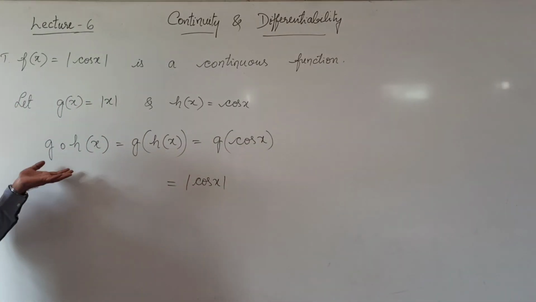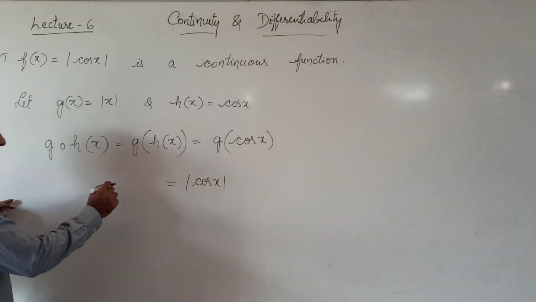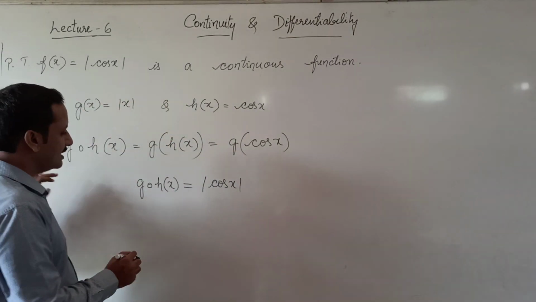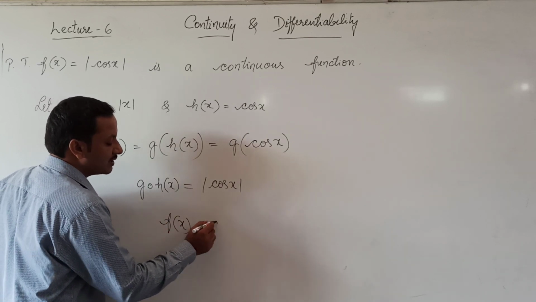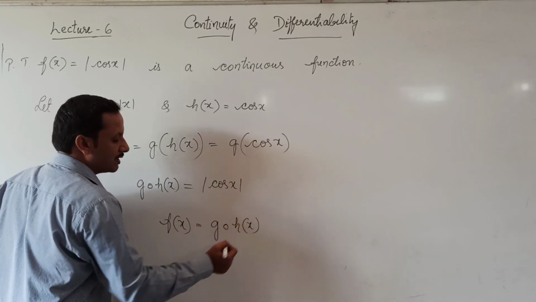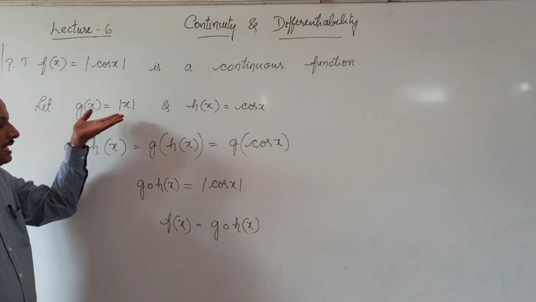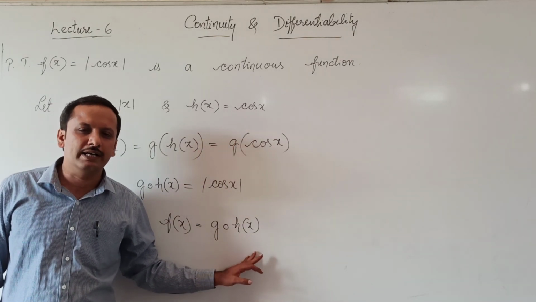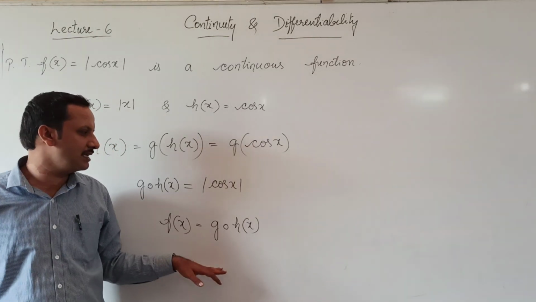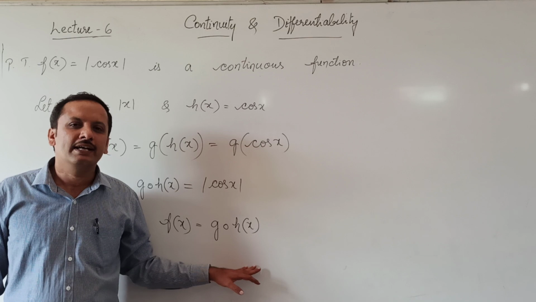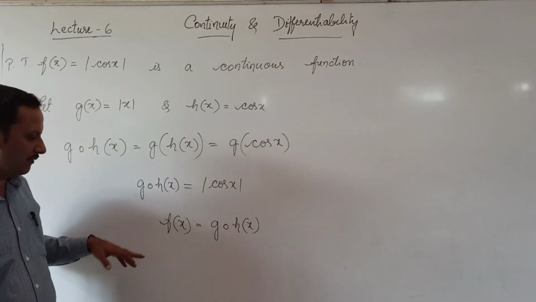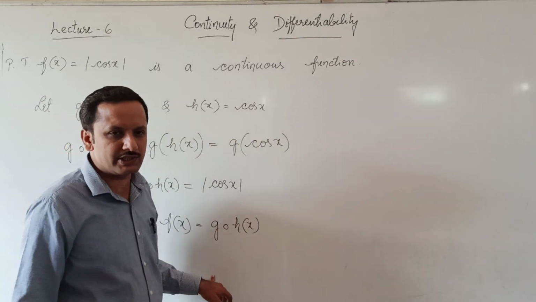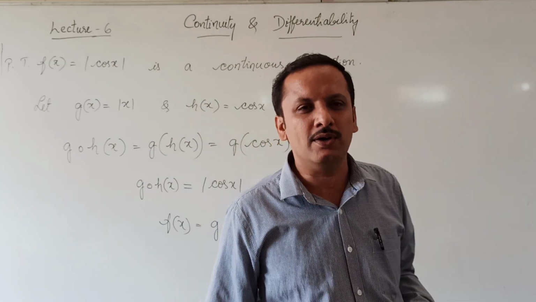So we have seen that g circle h of x is equal to mod cos x. That mod cos x is nothing but f of x. Therefore, I can write f of x is equal to g circle h of x, in other words, g composition h of x. G is continuous, h is continuous. Therefore, g circle h is also a continuous function. So we can say f of x is equal to mod cos x is a continuous function. After this you will write one sentence here: since g is continuous and h is continuous, g circle h, in other words f of x, is also continuous.